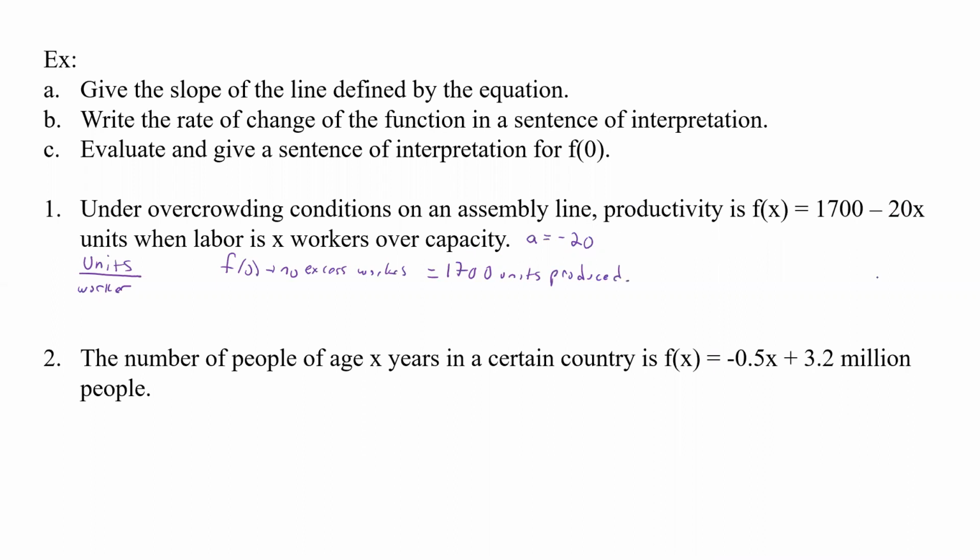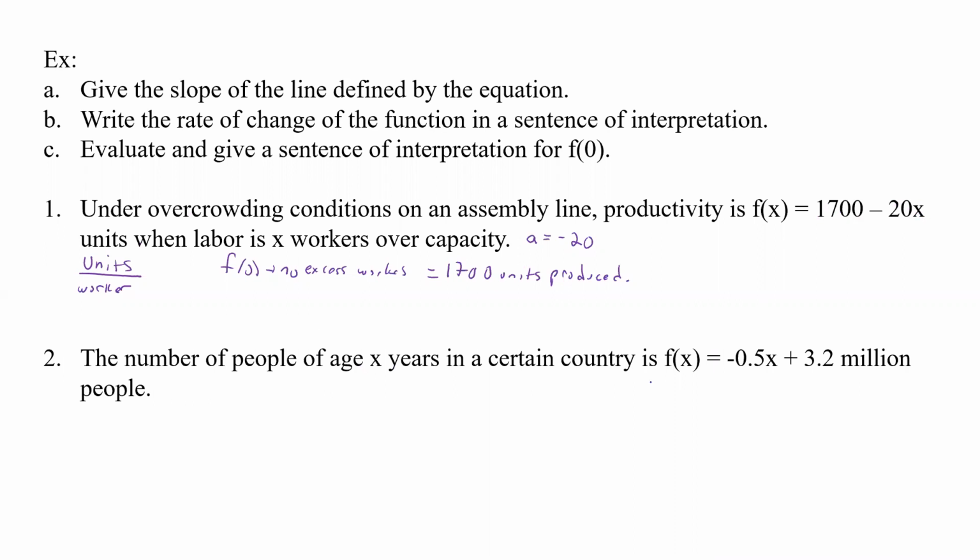And then every time we have one worker extra, we're going to subtract off 20. So if we have one, that's going to be 1680 units produced. If we have two workers too many, then that's going to be minus 40, so it's going to be 1660, and so on. Okay.